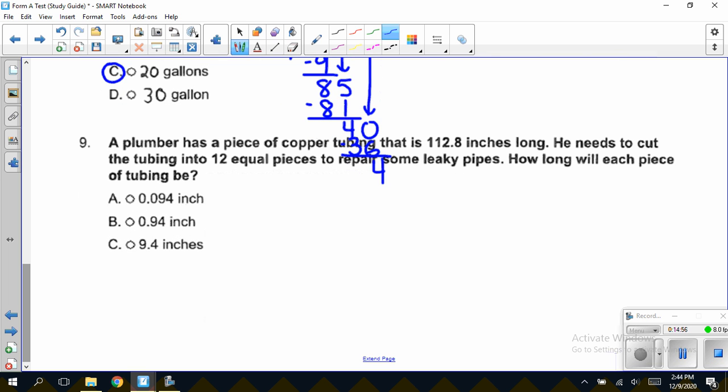Question number 9. I'm going to erase some of my subtracting right here so we can read it.